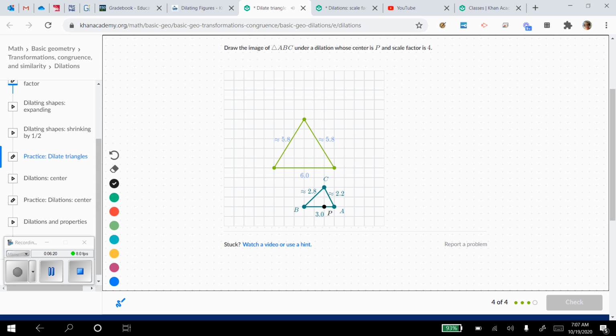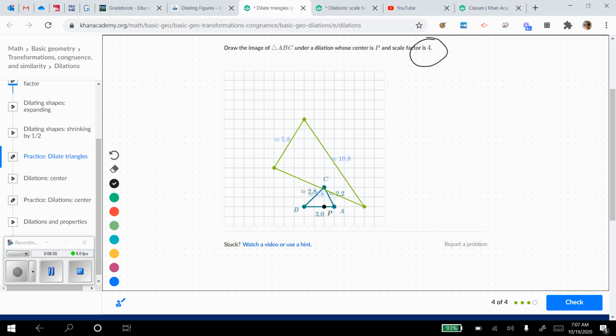Okay, next, draw the image whose center is P and scale factor is 4. So we've kind of done these already where we've got the distance of a corner from P. So like A is a distance of 1 from P. So if we want this to be A prime, we're going to go a distance of 3 from P. So that we're, oh, it's scale factor 4, my bad. So we're going to go a distance of 4 from P. So that the first pre-image is a distance of 1, scale factor is 4, so the image is going to be a distance of 4 from P.